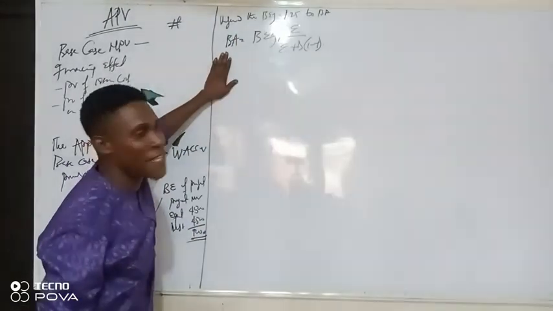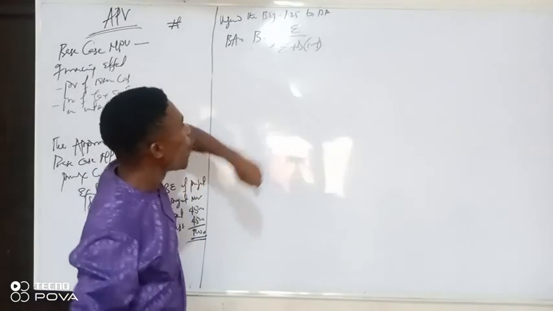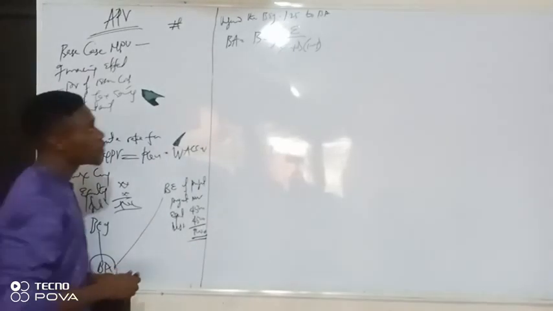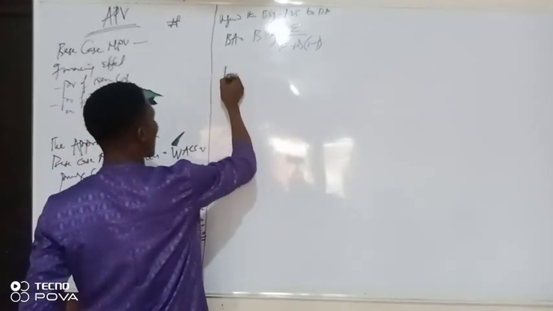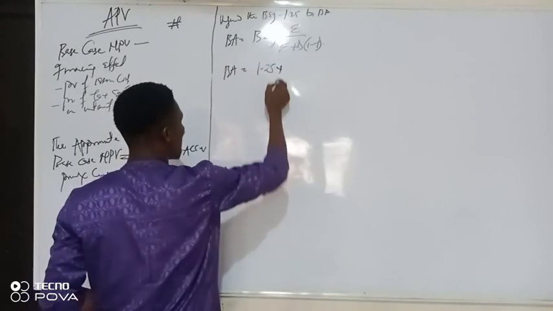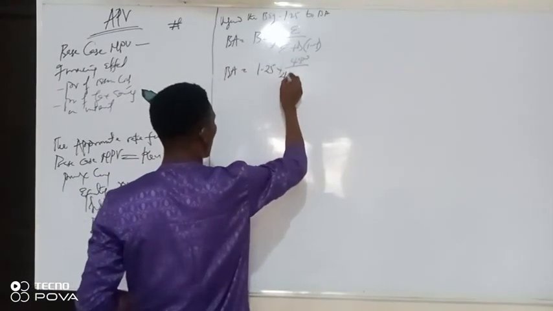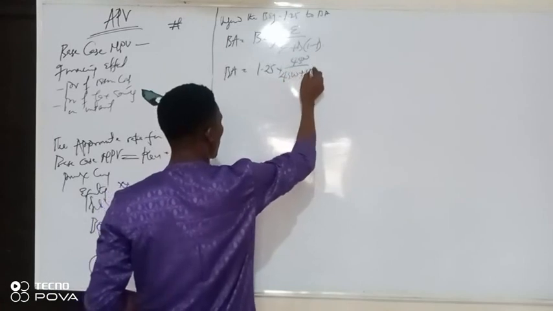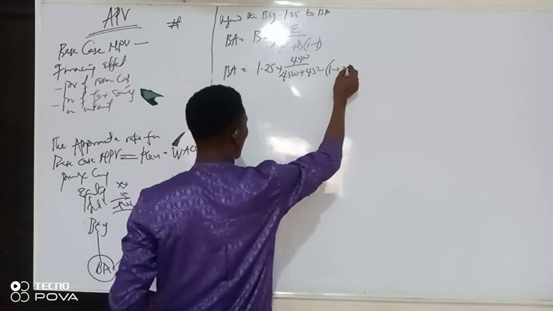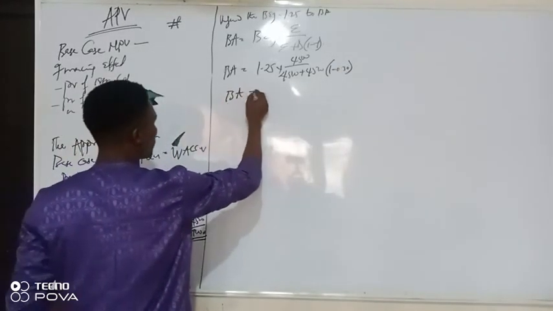So, what I would say here is this. We know the beta equity is 1.5. We know the structure of the project: 4.5 for equity and 4.5 for debt. The beta asset would then become 1.25 times 4.5 for equity, 4.5 for equity, then 4.5 for debt, times our tax rate, 1 minus 0.30. So you have that, our beta asset.